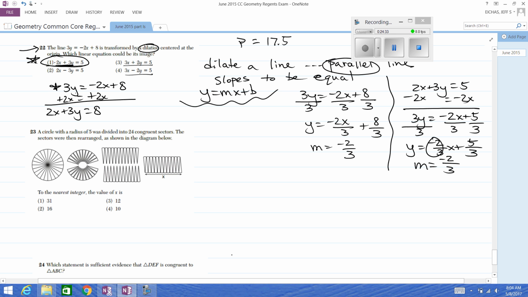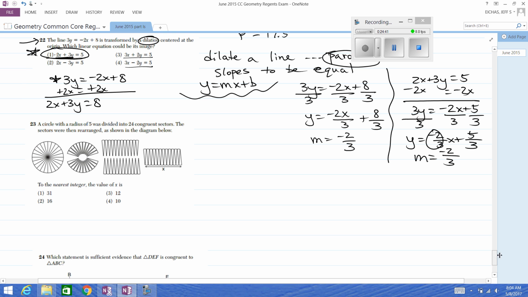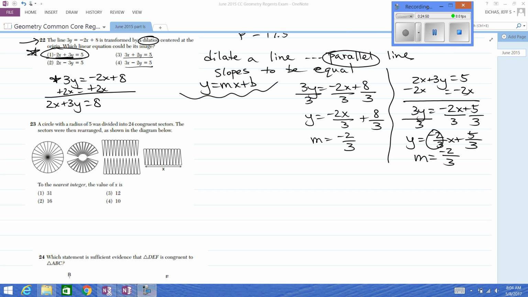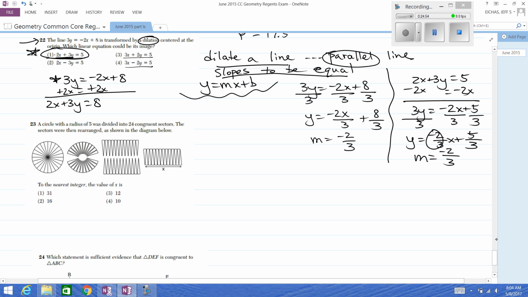They didn't give us anything else to work with, such as a scale factor, so we would never be able to find the appropriate y-intercept. They didn't give us the center of dilation either, so that was the only thing they were looking at. It was that you knew that to dilate a line, the slopes are going to be equal.